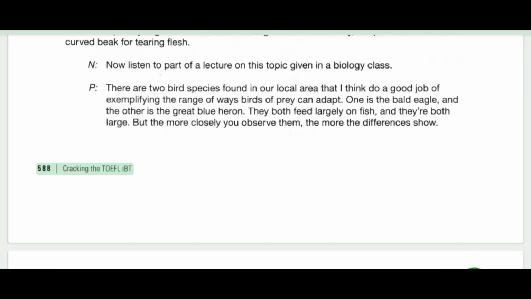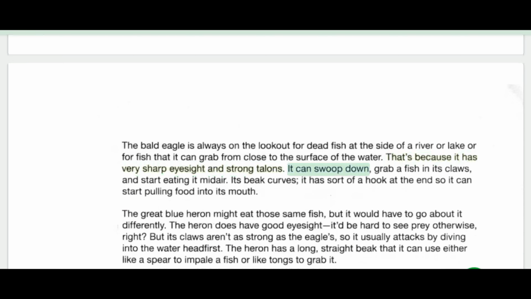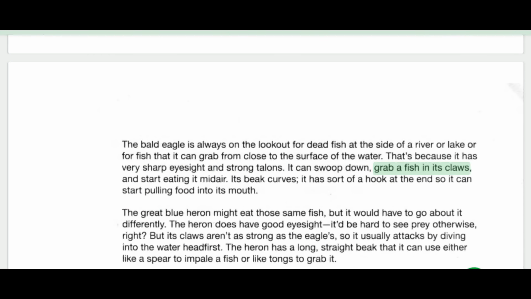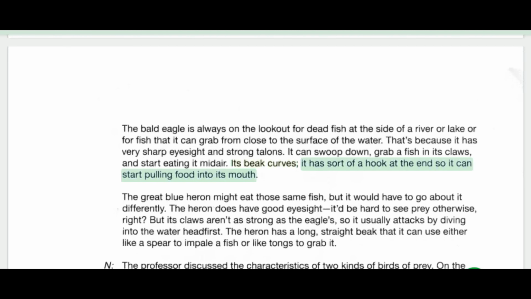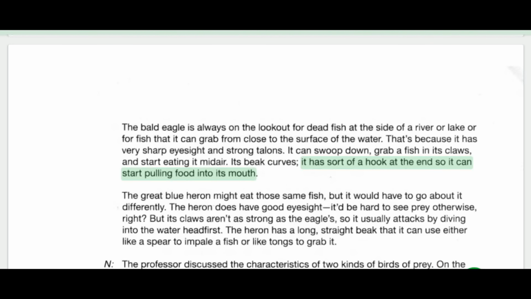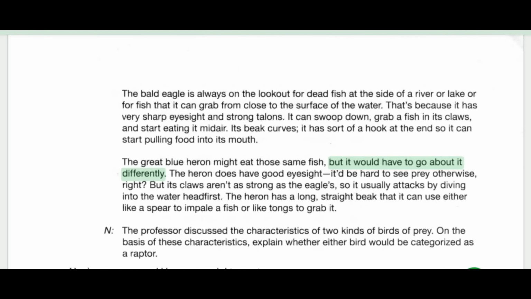The bald eagle is always on the lookout for dead fish at the side of a river or lake, or for fish that it can grab from close to the surface of the water. That's because it has very sharp eyesight and strong talons. It can swoop down, grab a fish in its claws, and start eating it midair. Its beak curves. It has sort of a hook at the end so it can start pulling food into its mouth. The great blue heron might eat those same fish, but it would have to go about it differently.